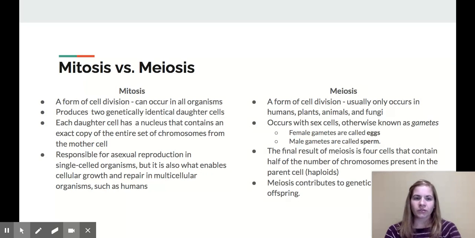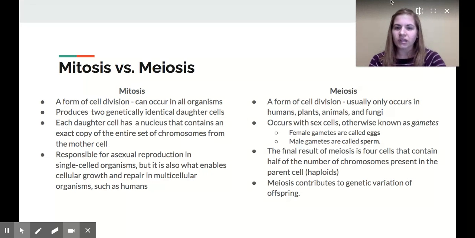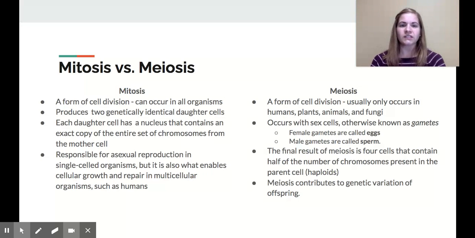The last part I'm going to focus on is this difference between mitosis and meiosis. Now let me move myself so I'm not in the way here. Now mitosis and meiosis are basically two different ways that cells can divide. And I split them up in half here. So if you want to change your notes, if you need to change anything, please feel free to do that.